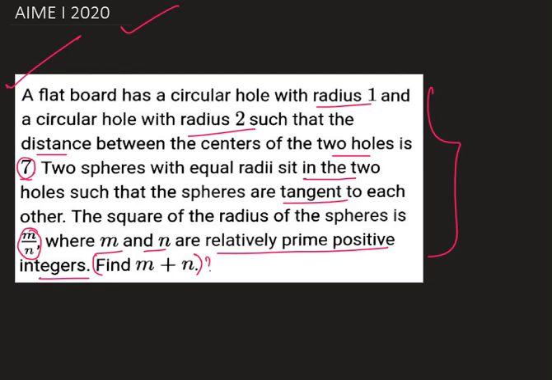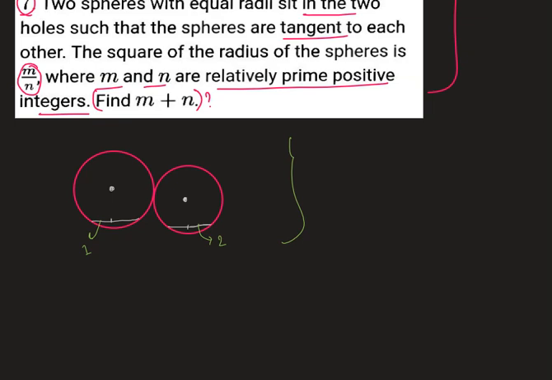Okay, so first we draw the diagram, then we start the solution. So this is the cross-sectional picture of the given problem. Here we draw the first hole with radius 1 and the second hole with radius 2. And say the common radius of these two spheres is equal to r.